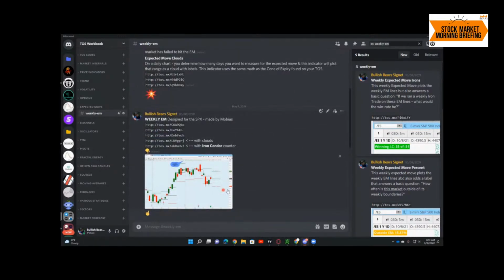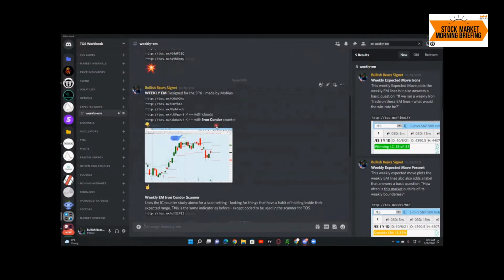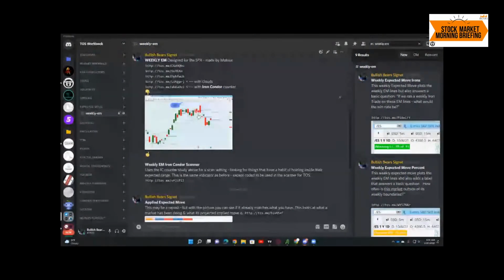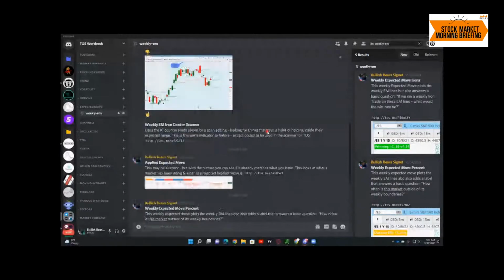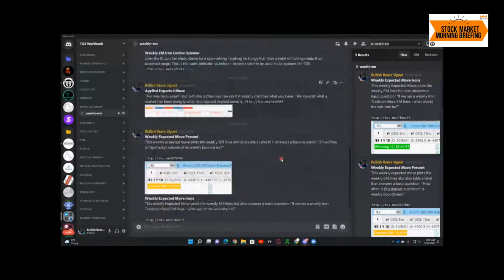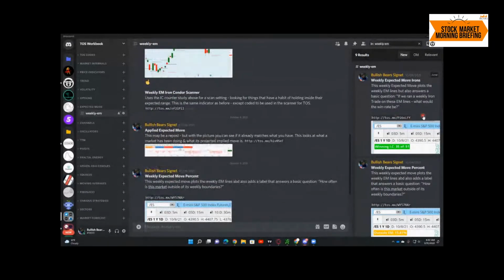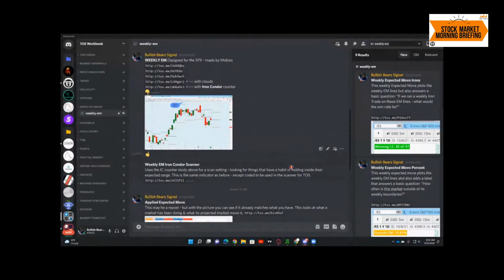So one might have a cloud around it. One might count how many times we stayed inside the box, which is really good for iron condor analysis. So they're all going to draw the same 3 lines. They just may or may not have additional features to it. And that's how you get there. That's how you find it. You copy the link, take it over to your Thinkorswim, and import it into your Thinkorswim.